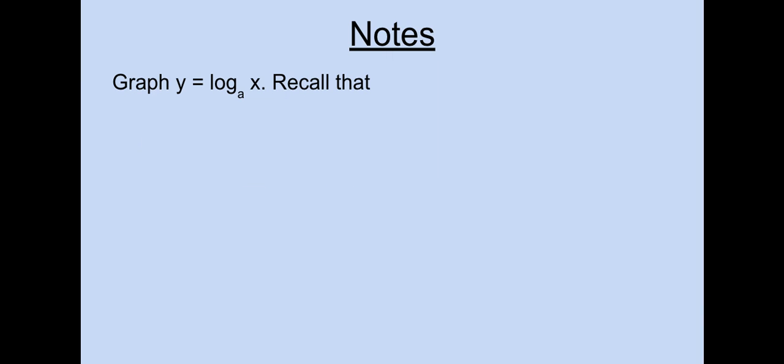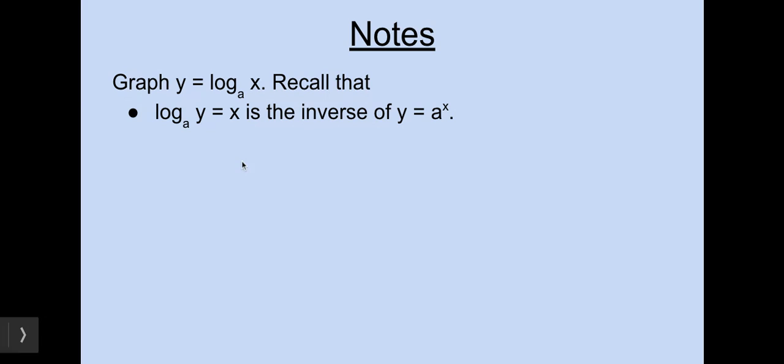Okay, so now what we want to do is actually graph y equals log base a of x. Now recall that, first of all, logs are inverses of exponentials. So log base a of y equals x is the inverse of y equals a to the x. Remember, before we did our inverses, we solved this for the input, so we would solve this for x. So this would be x equals log base a of y.